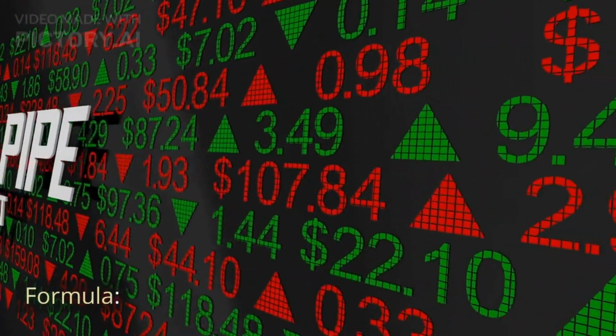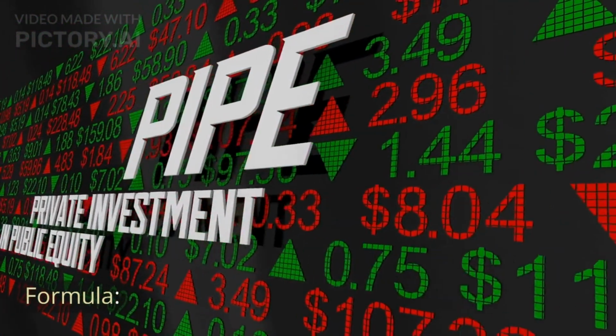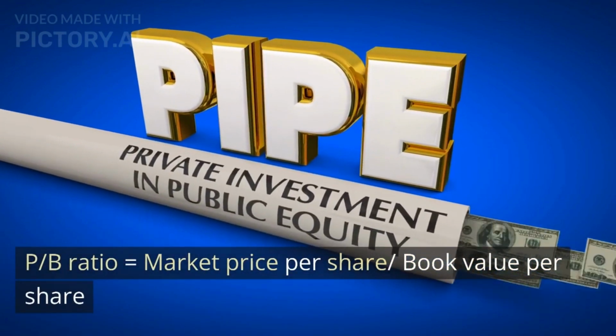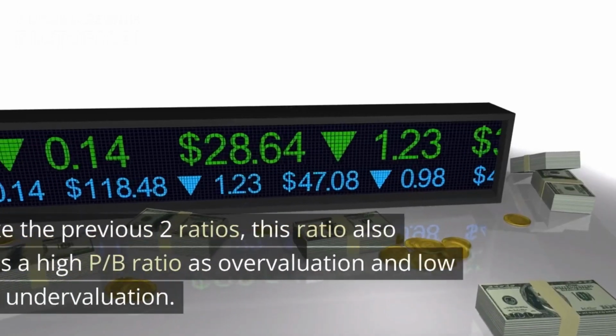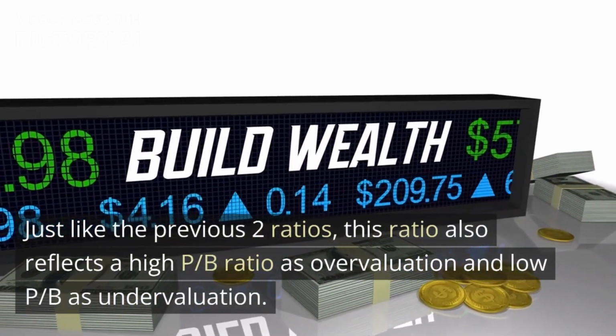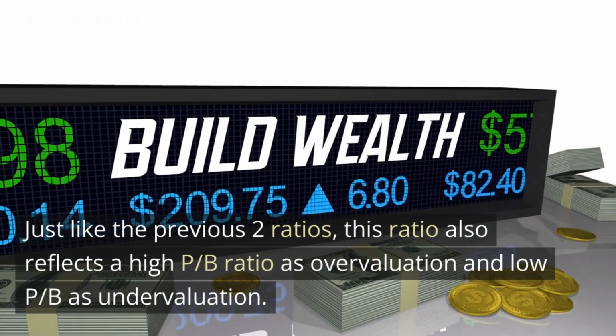Formula: P/B ratio equals market price per share divided by book value per share. Just like the previous two ratios, this ratio also reflects that a high P/B ratio is overvaluation and a low P/B is undervaluation.